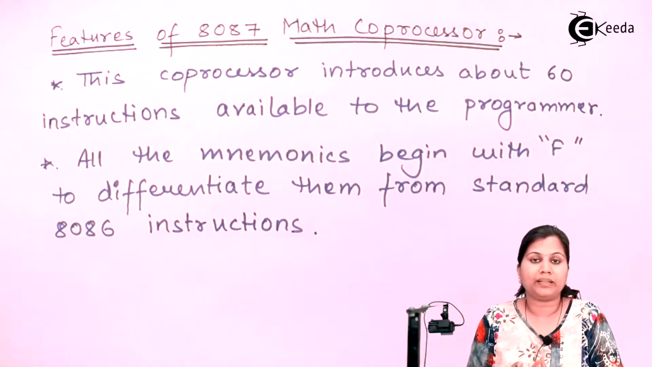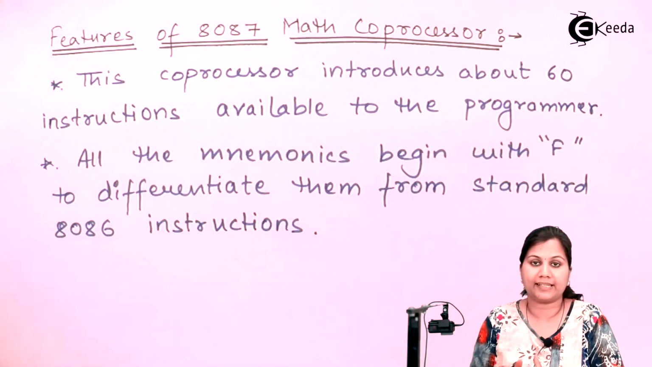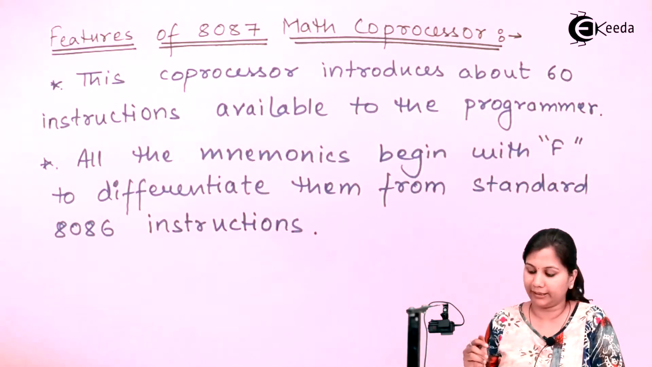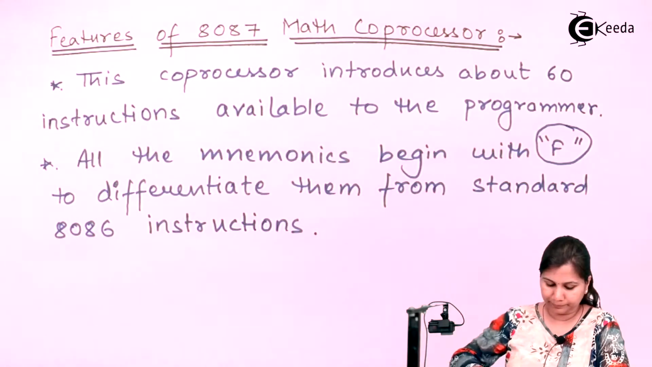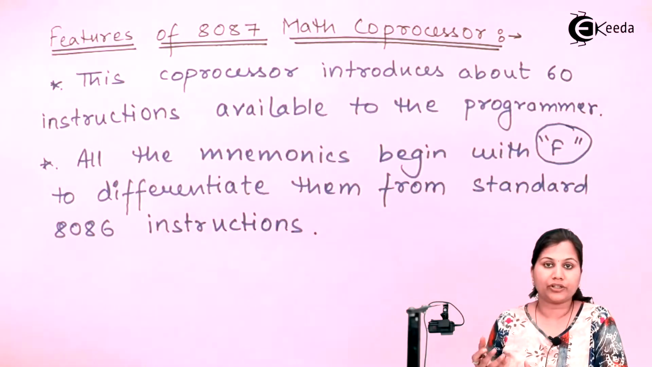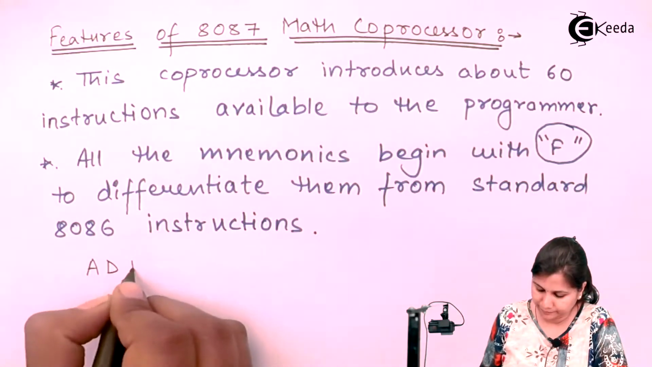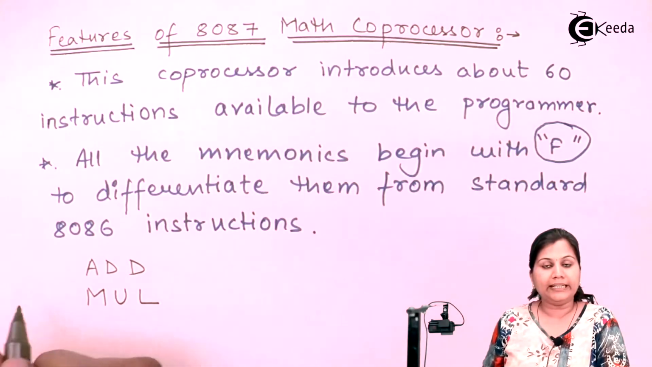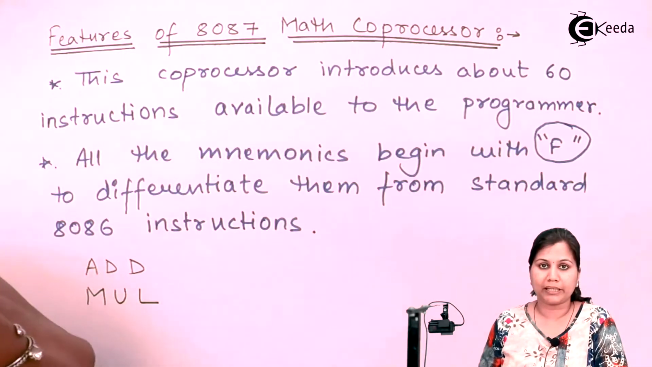So the difference between the instructions of the 8086 microprocessor and the coprocessor is that coprocessor instructions will have mnemonics starting with the alphabet F. For example, in the 8086 microprocessor, for addition and multiplication we have the instructions ADD and MUL. ADD is for addition and MUL is for multiplication.